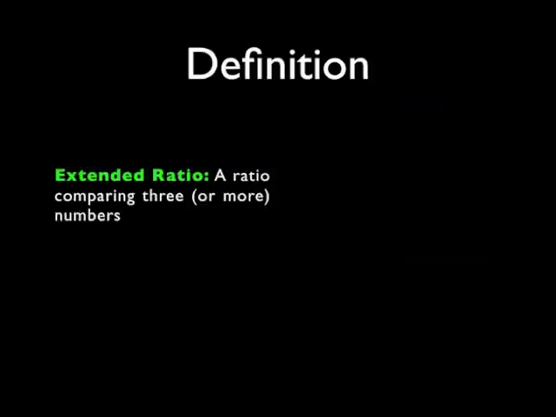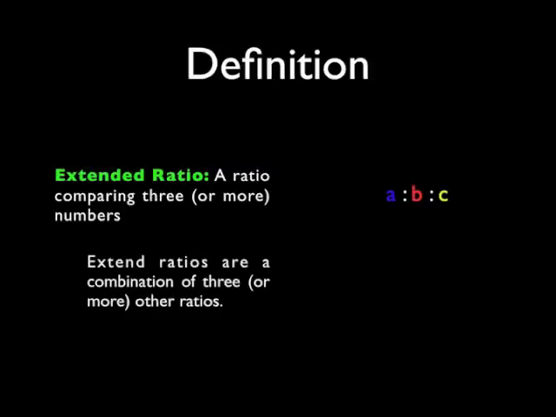Now for our next example, we are going to need to know what we mean by an extended ratio. An extended ratio is a ratio comparing 3 or more numbers. So an example of that would be A to B to C. Extended ratios are a combination of 3 or more other ratios. In this extended ratio, the 3 ratios are found by taking the first 2 numbers, A to B, the last 2 numbers, B to C, and the first and last number, A to C. These are actually the 3 ratios that were combined to create this single extended ratio.